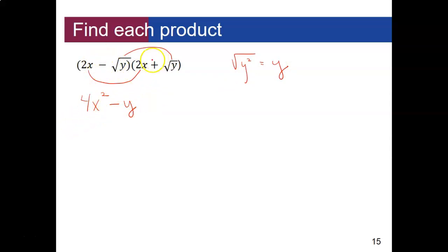If you forget and don't notice that these are opposite signs and multiply it out, all you're going to see is that your two middle terms are going to cancel and you're still going to be left with this.